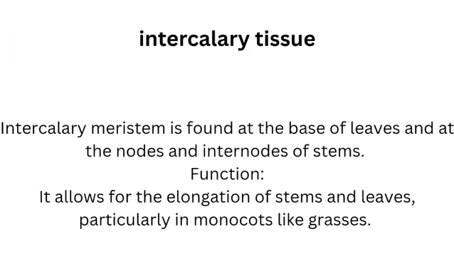Intercalary tissue. Intercalary meristem is found at the base of leaves and at the nodes and internodes of stems. Function: it allows for the elongation of stems and leaves, particularly in monocots like grasses.